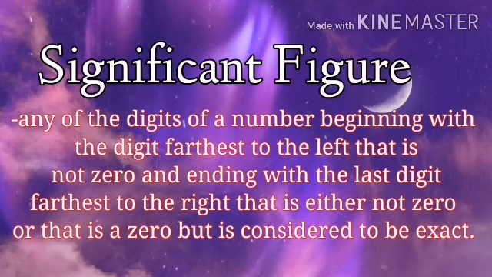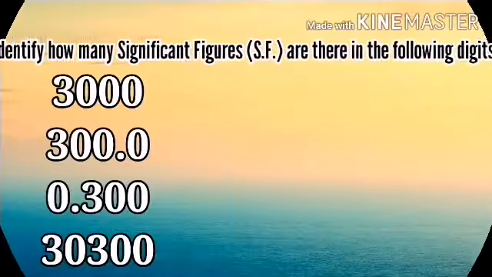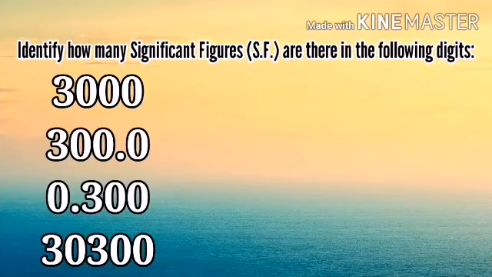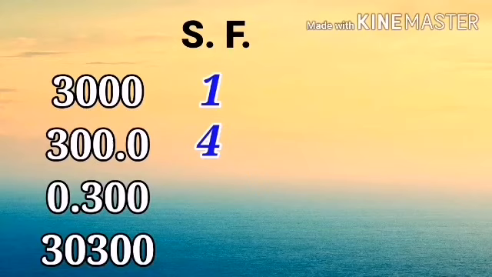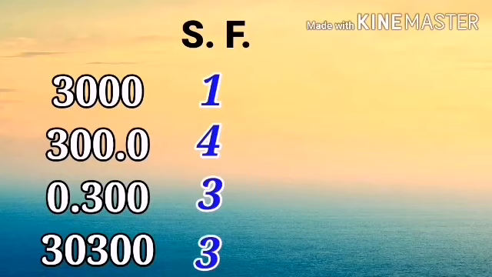What does it mean? Later, we are going to discuss that definition by giving you the different guidelines on how to identify a significant figure. But before that, let me give you these digits. Can you identify how many significant figures are there? We have 3,000, 300, 0.300, 30,300. How many significant figures are there? In 3,000, we have 1 significant figure, 4 sa 300, 3 sa 0.300, and 3 sa 30,300.